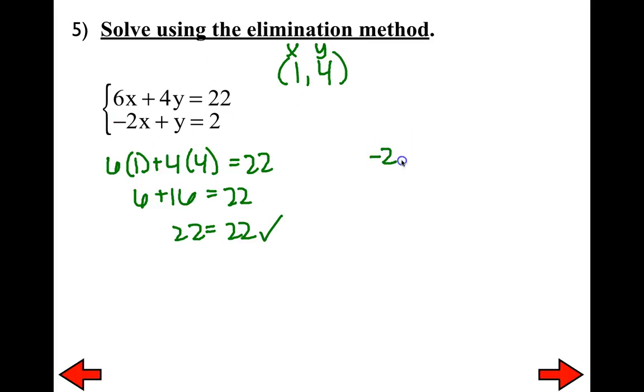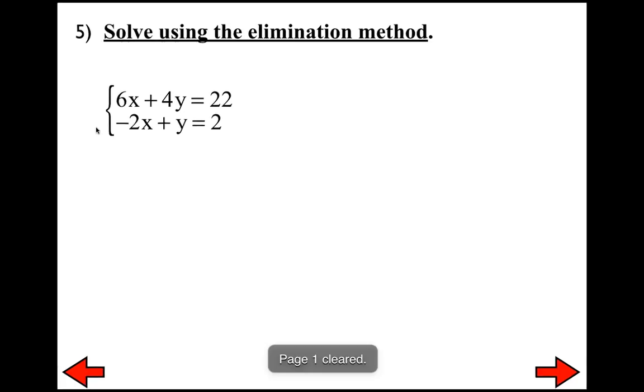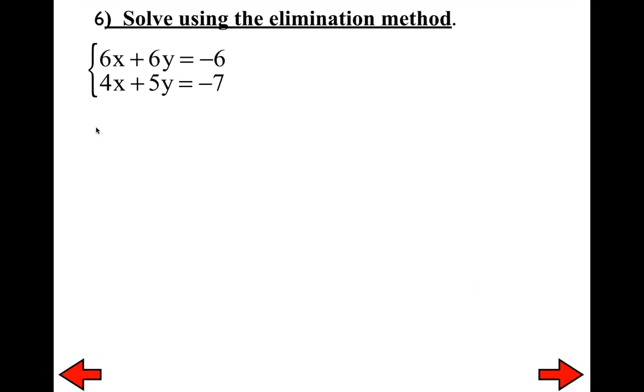We have a negative 2x plus y. Let's start plugging in. Negative 2 instead of x, let's plug in a 1. Plus y, let's plug in a 4 equals 2. So here, negative 2 plus 4 equals 2. Negative 2 plus 4 is 2. So guess what? It does work for both, so I can confidently say that the solution is indeed 1 comma 4 for this system here. Okay, so now let's pause the video and try number 6 all on your own.